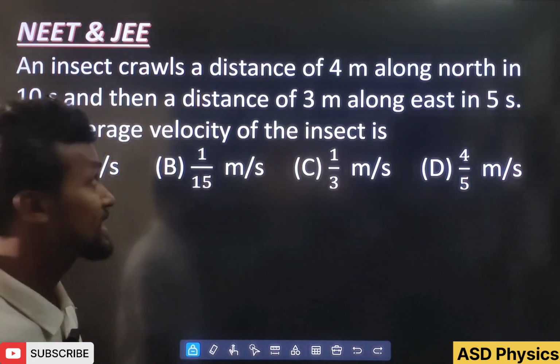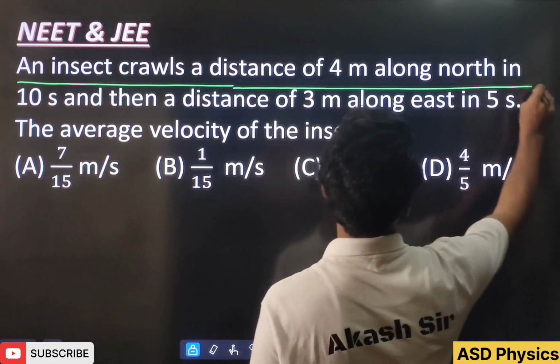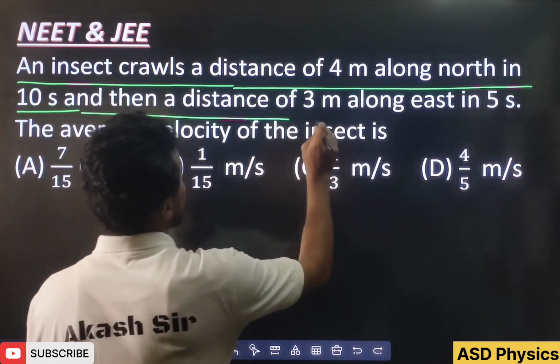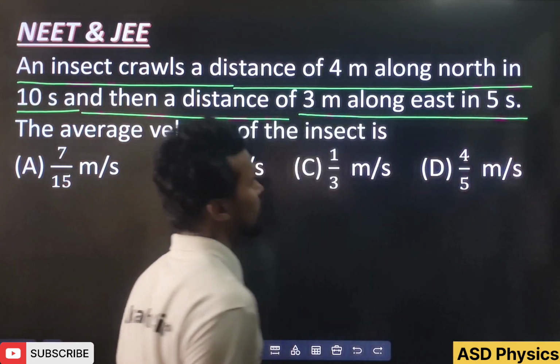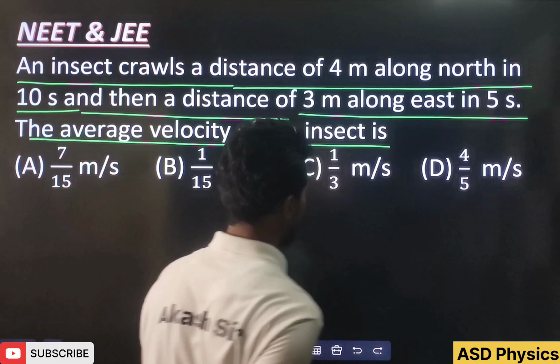Now for NEET and JEE, a very easy question. An insect crawls a distance of 4 meters along north in 10 seconds and then a distance of 3 meters along east in 5 seconds. The average velocity of the insect is how much?